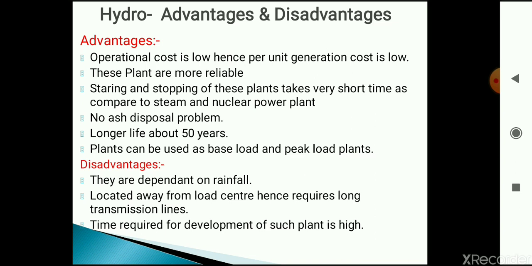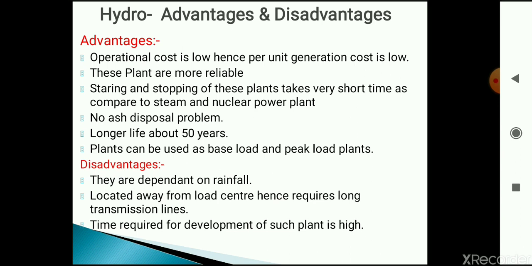Next are the disadvantages of hydroelectric power plant. Number one is they are completely dependent on rainfall. We are using rainwater to run the turbine and generate the electricity. That's why these plants are completely dependent on rainwater. Number two is they are located away from the load centers, hence requiring long transmission lines. They are located in heavy rainfall sites, in hilly areas. That's why most of the time these plants are located away from demand centers, and transmission cost increases.